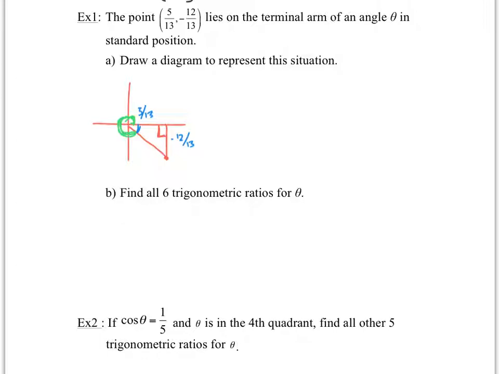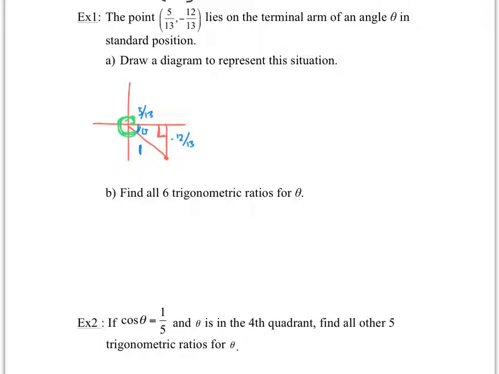Okay, so we're going to call this theta. It's technically a reference angle, right? We're going to identify all the values of sine and cos. Because this point is on the unit circle, our hypotenuse is 1.